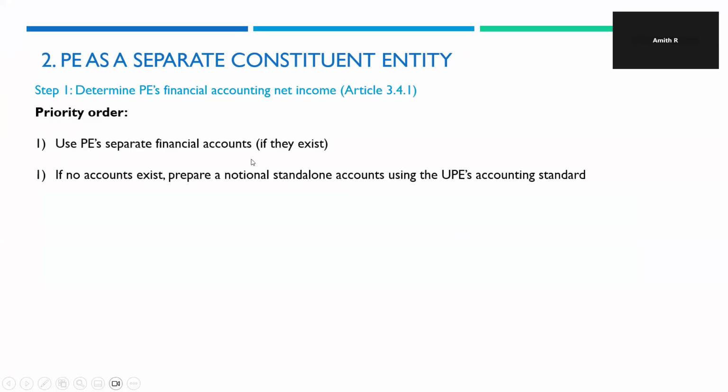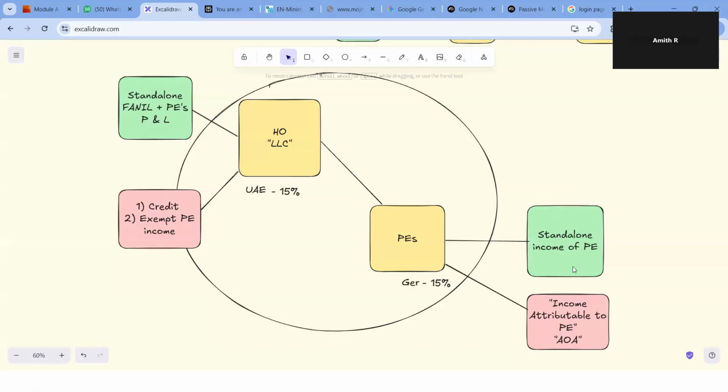So, use PE's separate financial accounts if they exist. If no accounts exist, prepare notional standalone accounts using UPE's accounting standard. So, first thing you have to do is prepare a separate P&L for PE that is needed for Pillar Two. Okay, how to allocate PE?